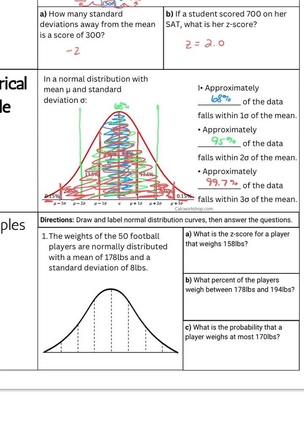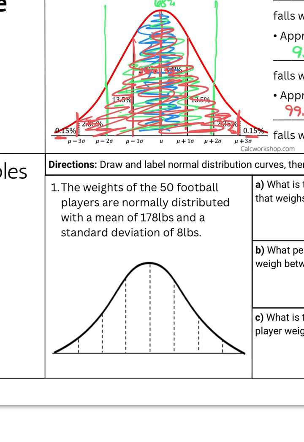Okay, so how do we use this? So we look at the weights of 50 football players are normally distributed with a mean of 178 pounds. So that means the 178 goes in the middle. And a standard deviation of 8. So I add 8 as I go to the right. So that's going to give me 186. And then 8 more is 194. And 8 more is 202. And then I subtract 8 going the other direction. So 170, 162, and 154.